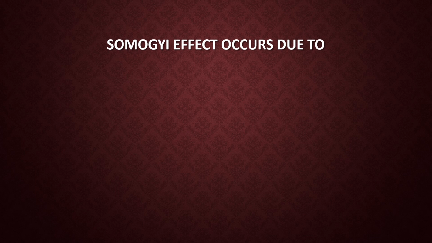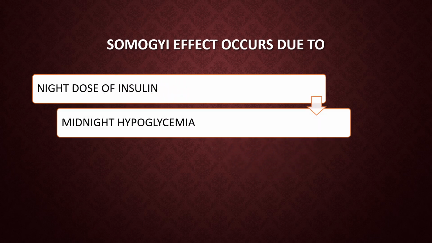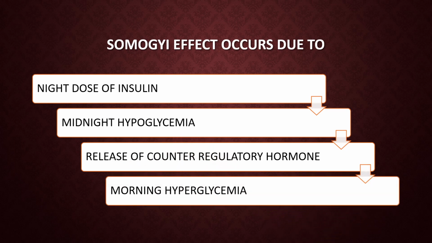The Somogyi effect occurs when a diabetic patient takes the night dose of insulin. If the dose is high, then sometimes the patient has hypoglycemia in the midnight. So, counter-regulatory hormones like cortisol, glucagon, epinephrine and growth hormone are released at this moment, in the midnight, which leads to early morning hyperglycemia, fasting hyperglycemia. This is known as the Somogyi effect or the Somogyi phenomenon.